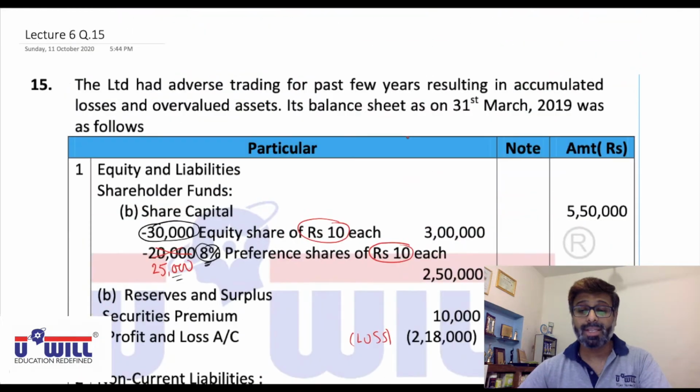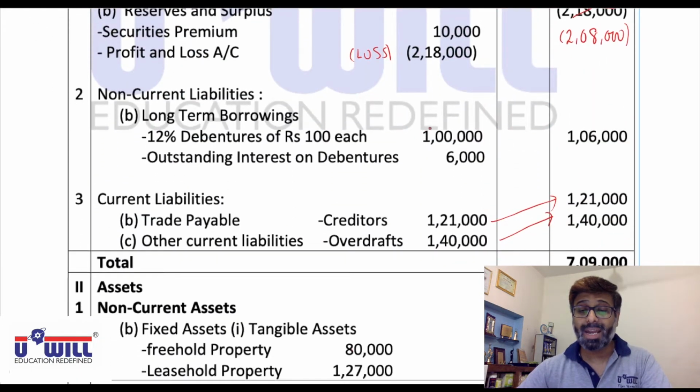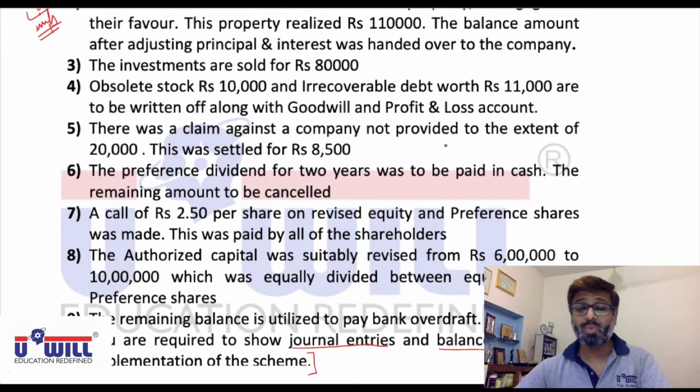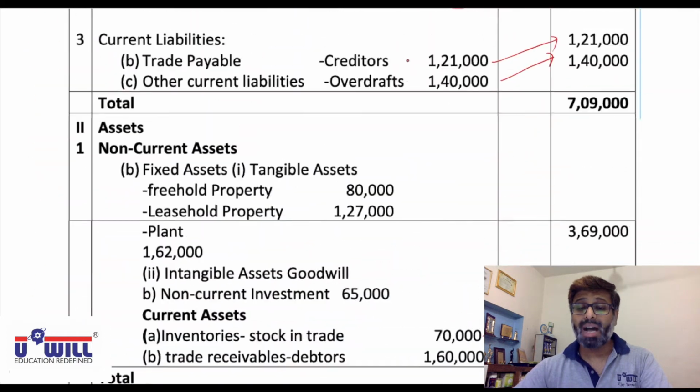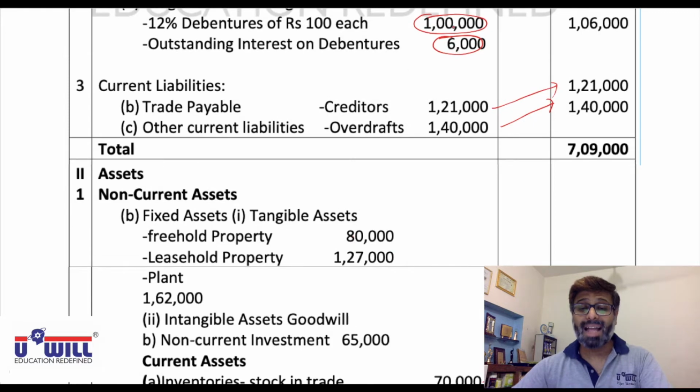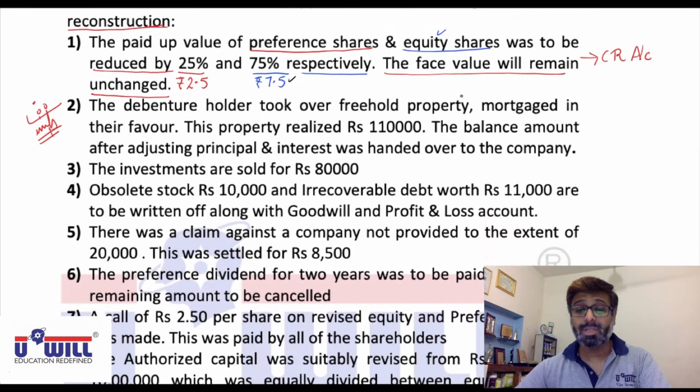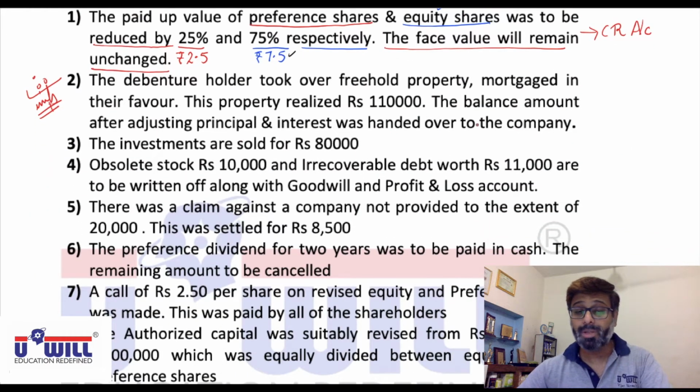You can see here, debentures are 1 lakh, interest is 6,000. What they realized is 1,10,000. So after adjusting 1 lakh and then 6,000, that is 1,06,000, what is the balance amount that they would have handed over back to the company? 1,10,000 minus their dues of 1,06,000. So the balance amount they would have handed over back to the company is 4,000 rupees.